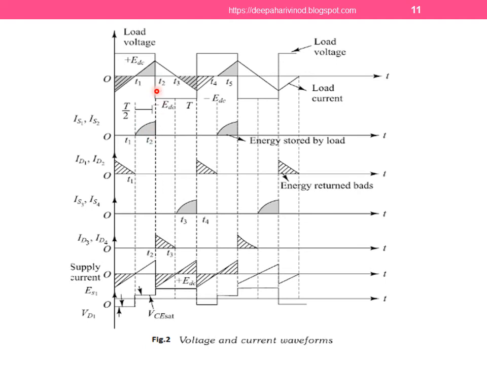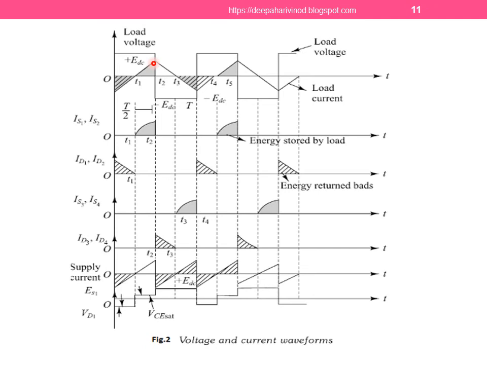Now the second interval, that is from T2 to T3. At T2 both the switches S1 and S2 are off, but load current does not reduce to 0. See, at this instant both S1 and S2 are off. Even if they are off, load current does not go to 0, since we have used the load as an inductor.